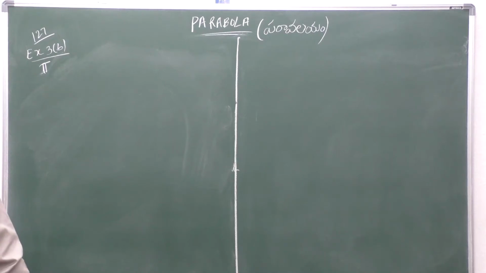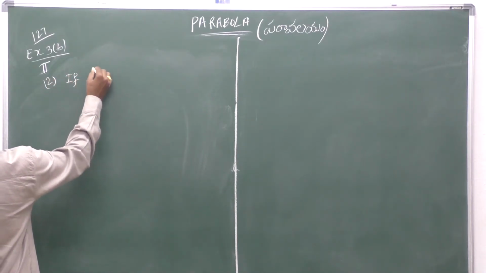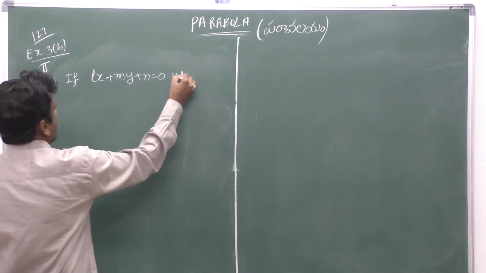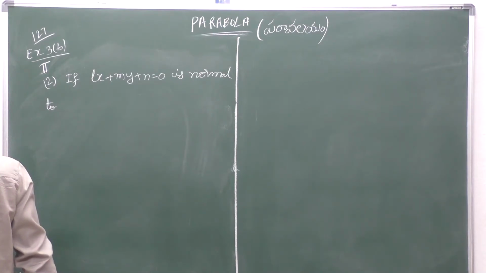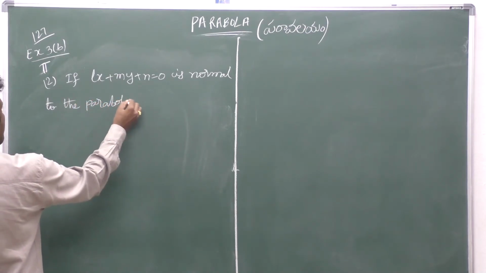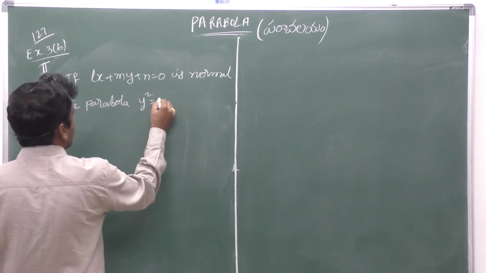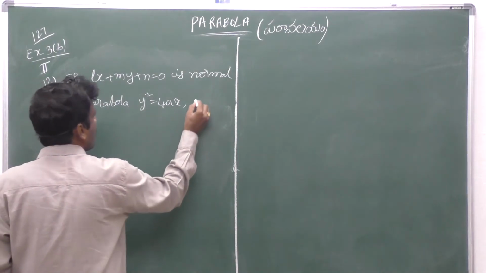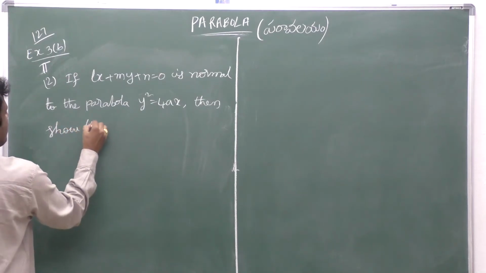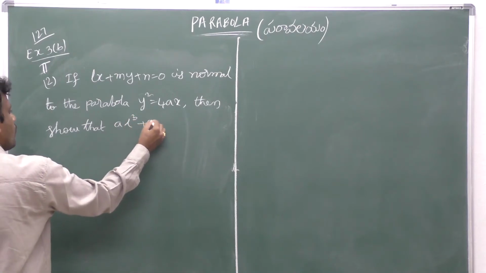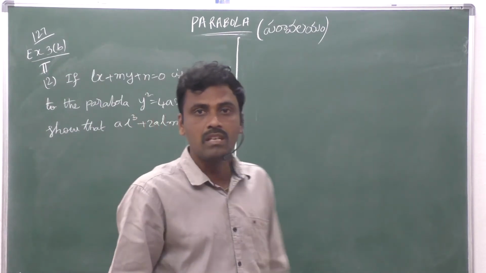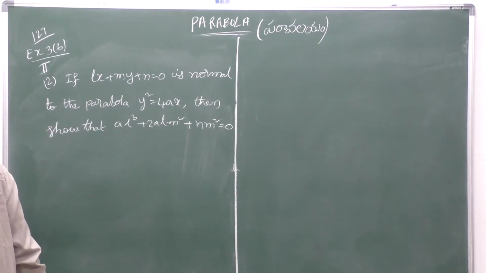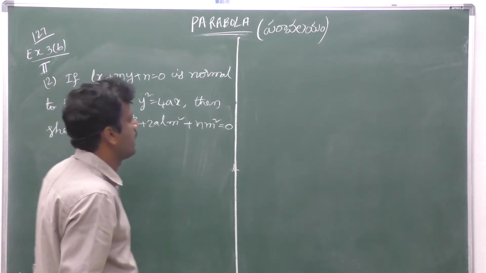Next, if lx plus my plus n equal to 0 is normal to the parabola y square equal to 4ax, then show that al cube plus 2alm square plus nm square equal to 0.